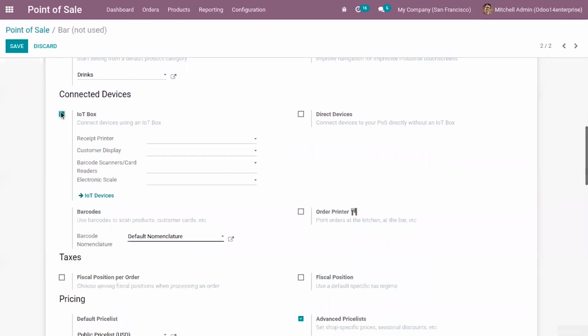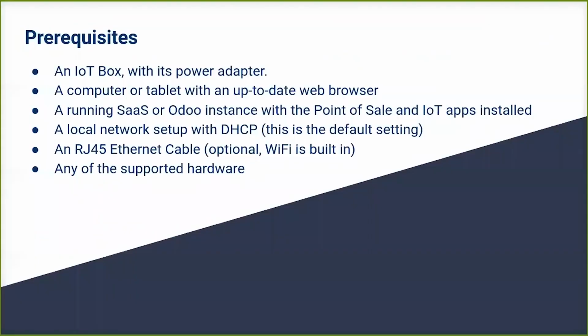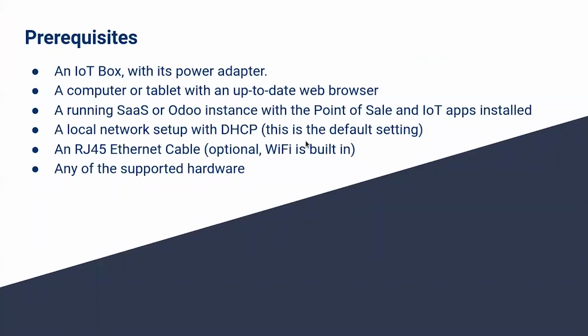So let's take the first case, that is connect devices using an IoT box. An IoT box is an integration device which allows the users to connect various IoT operated devices to the Odoo platform. Before starting, make sure you have the following things: first, an IoT box with its power adapter, then a computer or a tablet with an up-to-date web browser. Then make sure you're running a SaaS or Odoo instance with the point of sale and IoT apps installed.